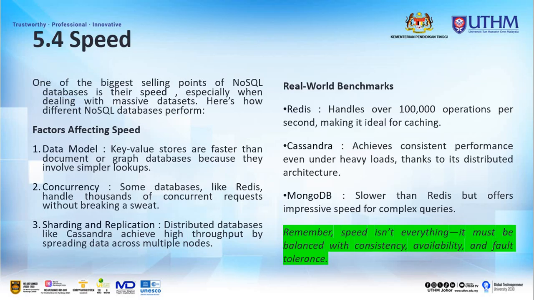Sharding and replication. A distributed database like Cassandra achieves high throughput by spreading the data across multiple nodes. So we know about nodes and edges. Next is real-world benchmarks. Redis handles over 100,000 operations per second, making it ideal for caching. Cassandra achieved consistent performance even under heavy loads, thanks to its distributed architecture. Next is MongoDB, slower than Redis, but it offers impressive speed for complex queries. So that is what we are using for our project.